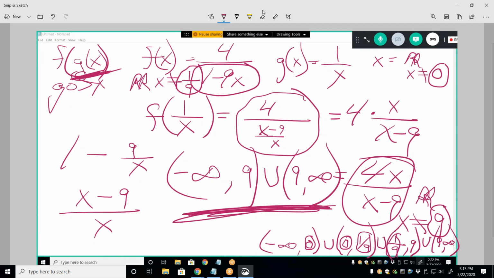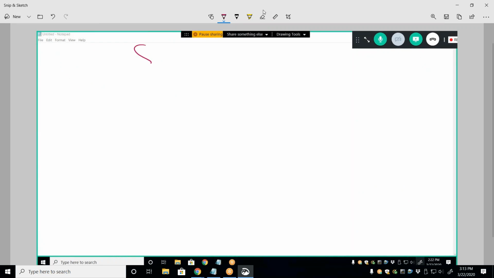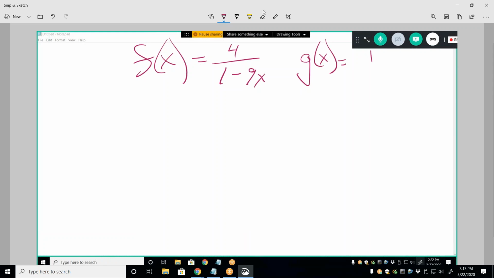Maybe not. Yeah, so the next question is the g of f of x. Which is not the same. In other words, now we have to do the same thing. Here, let me just erase all of it, easier. f of x was what? 4 over 1 minus 9x. And g of x is 1 over x. Okay, so start me off. We want gof. And gof means this.